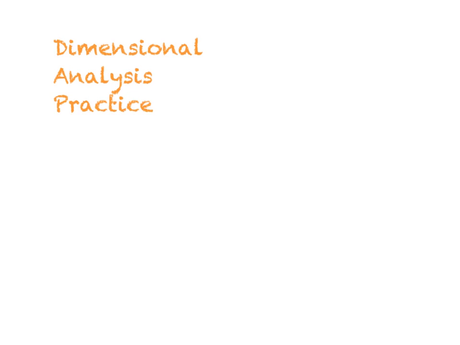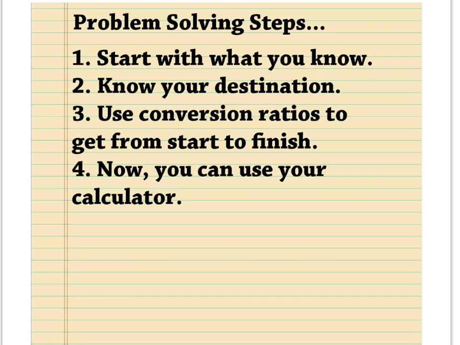Let's begin. For starters, let's review the problem-solving steps. You're going to start with what you know. So you read your problem and figure out what information you have. You're going to know your destination. You're going to look at the problem and see what the question is asking, and then figure out what those units are going to be at the end. Number 3, you're going to use conversion ratios to get from the start to the finish, crossing out units along the way, and then, and only then, do you get to use your calculator.